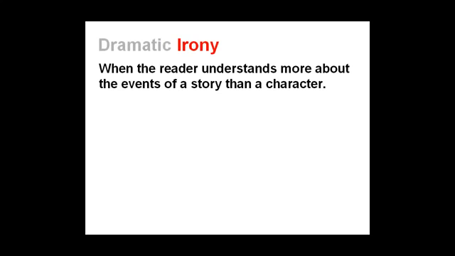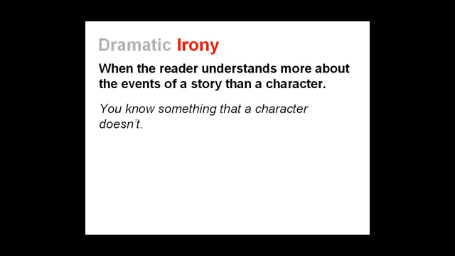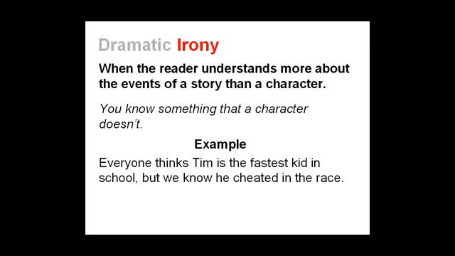Dramatic irony is when the reader understands more about the events of a story than a character, or the character understands the events to be one way and the reader knows them to be the complete opposite. For example, everyone in school thinks that Tim is the fastest kid, but we know that he cheated in the race. He took a shortcut.